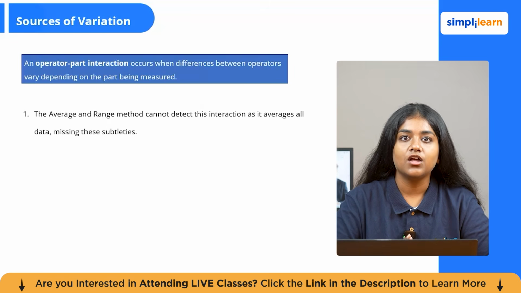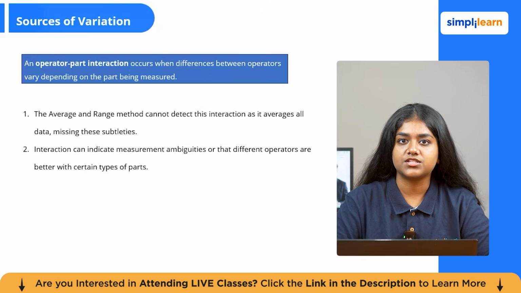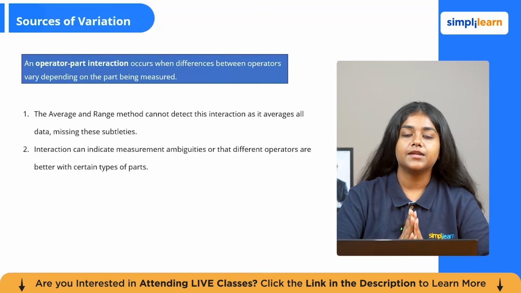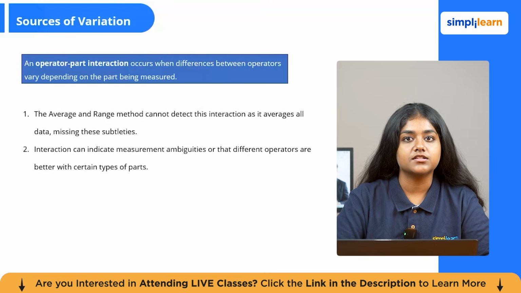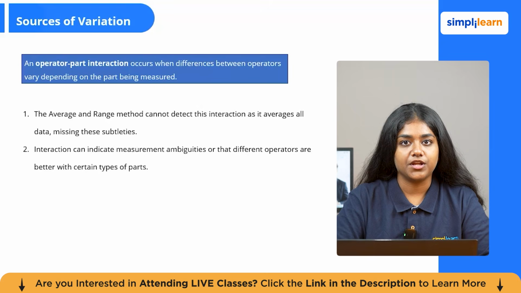So you might think, why do interactions matter? Because if operators measure parts differently depending on which part it is, the problem is more complex than simple operator bias. It might indicate that the measurement method is ambiguous. Different operators interpret the measurement procedure differently depending on the part's shape or size. Or it might indicate that some operators are better at measuring certain types of parts.